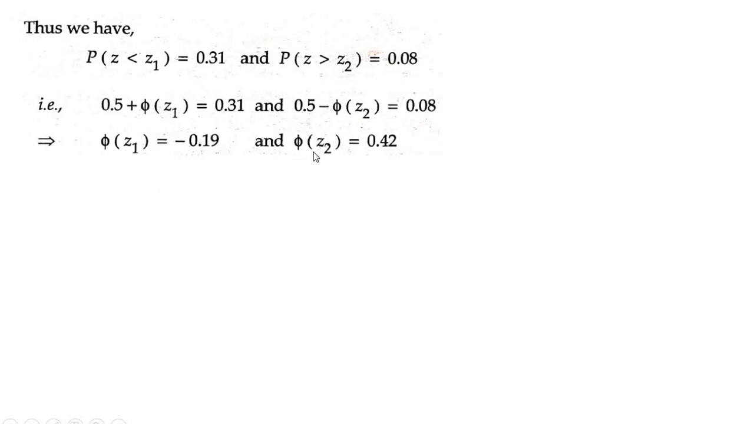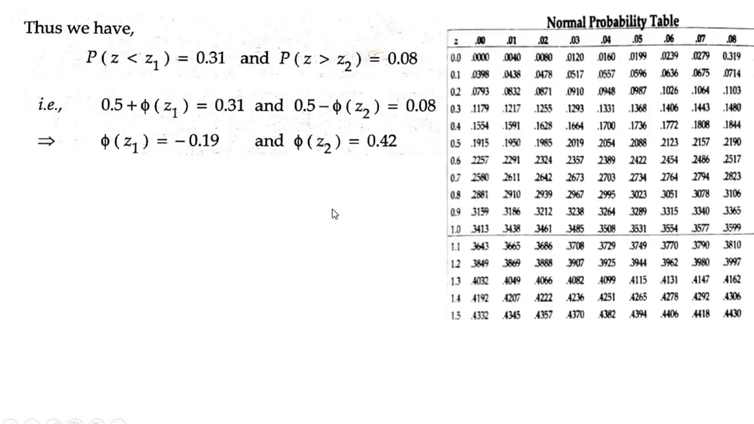So from phi of z1 and phi of z2, we have to find what is z1 and what is z2. For z1, we have to find for what value of z1 you get phi of 0.19. Okay, so we'll check this table now. This is the reverse process now. Previously, for phi of z1 and z2 we used the normal distribution table to find the value. Now it is a reverse process.